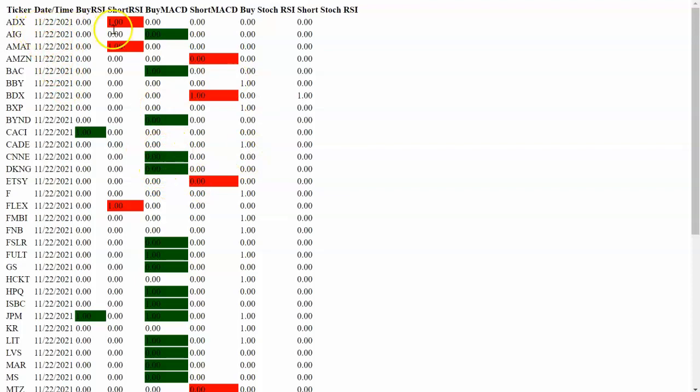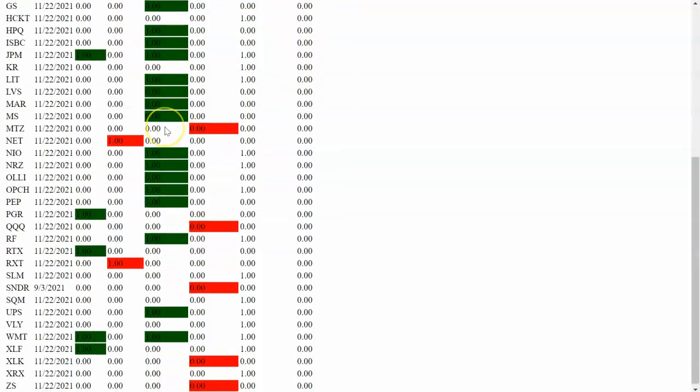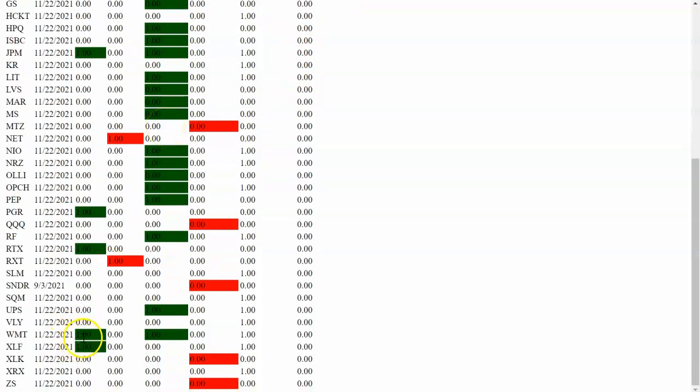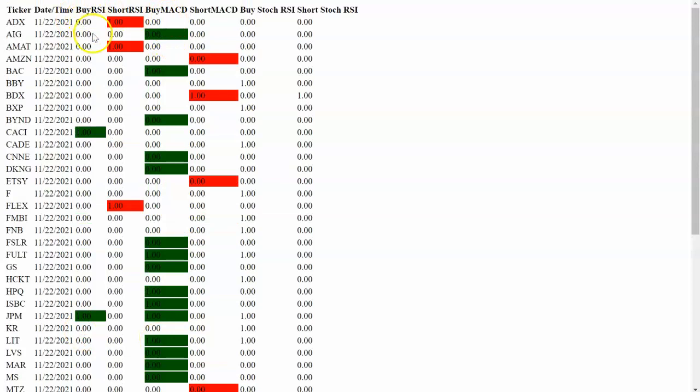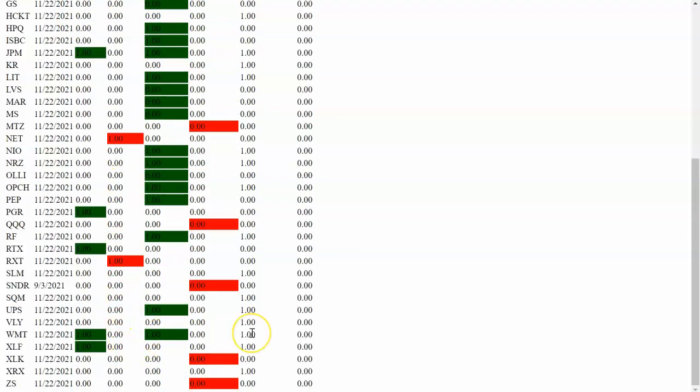And it lists all the stocks that have an RSI signal, buy and short, MACD, and the stochastics. And I don't use the stochastic that much on its own, but I do use the RSI and the MACD. That's why I got them colored. And it just so happens Walmart has a buy signal for RSI and for the MACD, and along with it, the stochastic RSI.